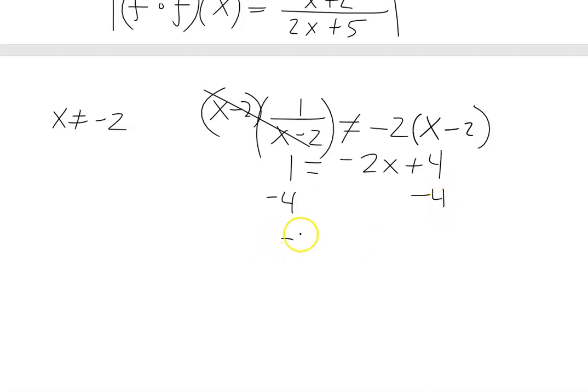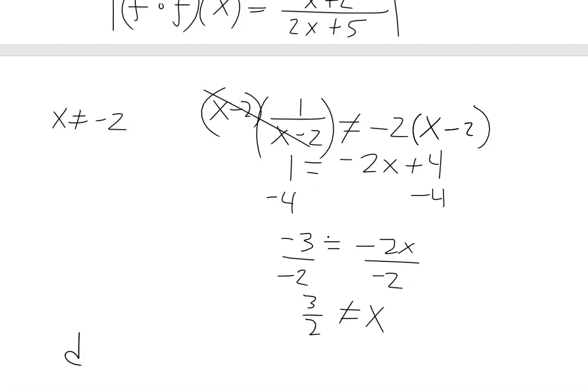So I get -3 is equal to -2x. Divide both sides by -2, and I get x cannot equal 3/2. So my domain is all real numbers except -2 and 3/2.